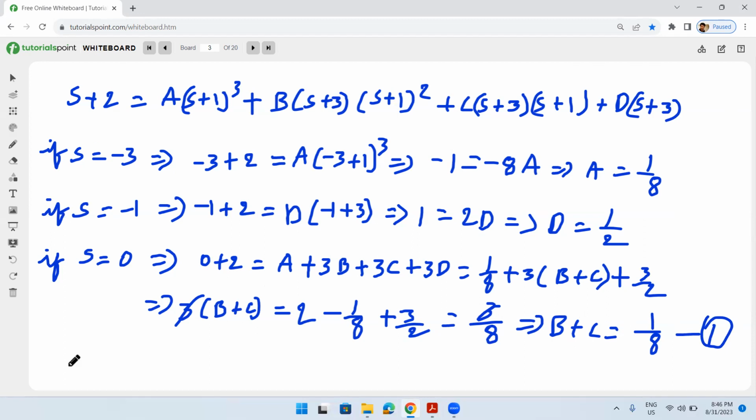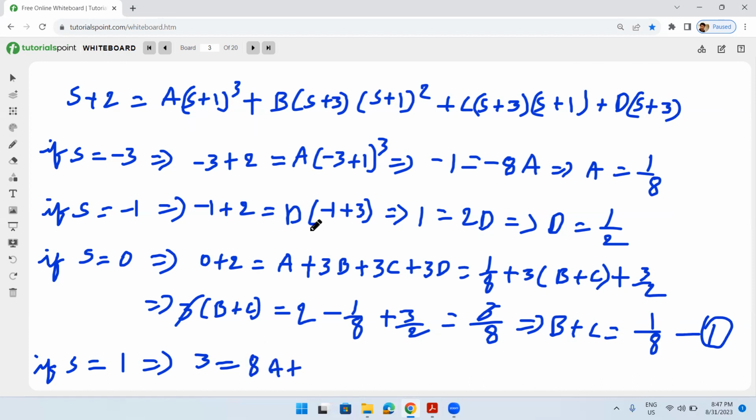Okay. Next again we take s is equal to, randomly what we are taking: 1, 0, 1, minus 1, 2, minus 2. Those least values we have to take. Since there are two unknowns, I'm taking two values, 0 and 1. Now if you take 1, 1 plus 2 is 1 plus 2, I'll directly write 3 is equal to here 1 plus 1. Here 1 plus 1 is 2. 2 cube is 8.